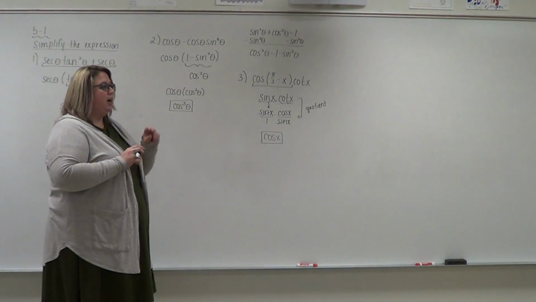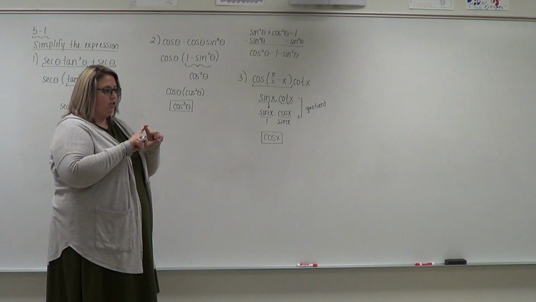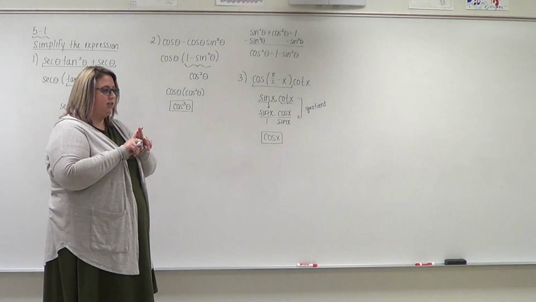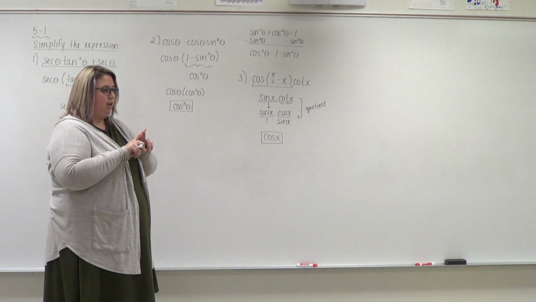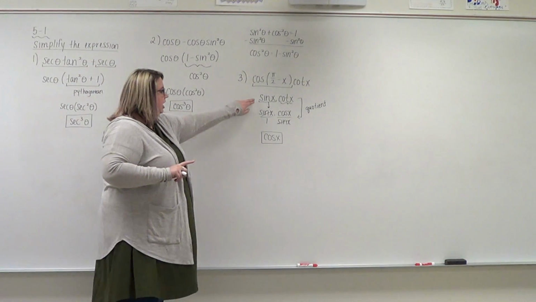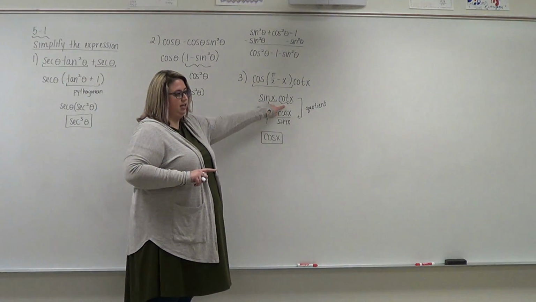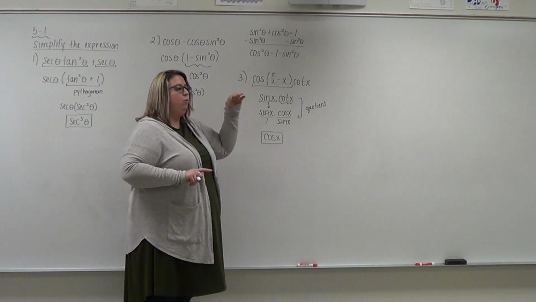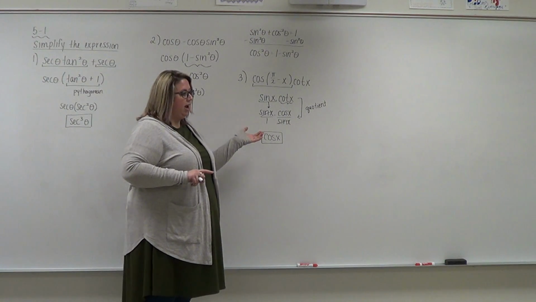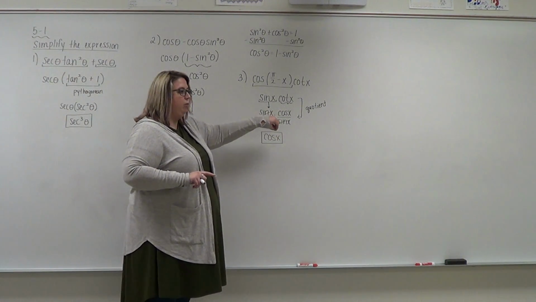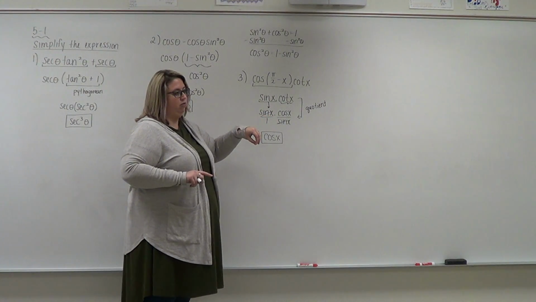My two rules of thumb: factor first, and then if you can, change everything to sines and cosines, something's going to cancel. I already had a sine here, so I looked to see, can I change this to have sines and cosines to get it to cancel? The more you practice, the better you'll get at knowing what to do, but you want to try to break this down. In order to break it down, you have to get something to cancel.